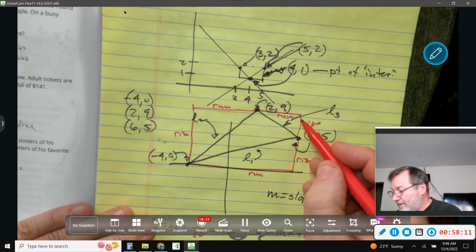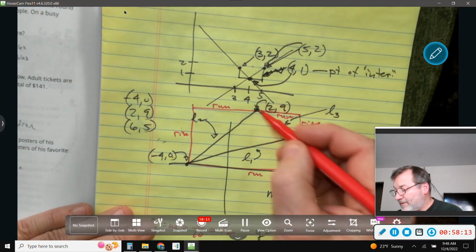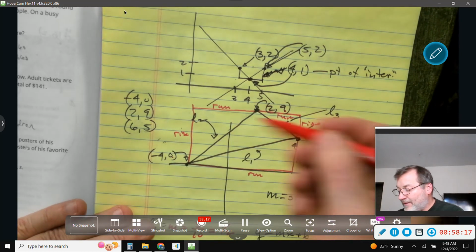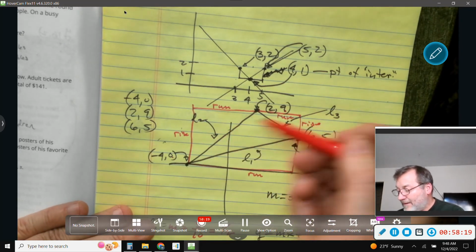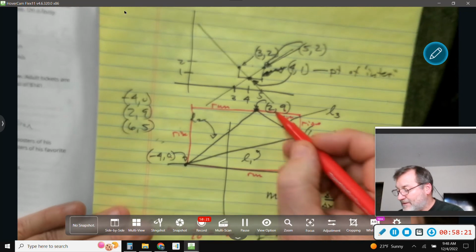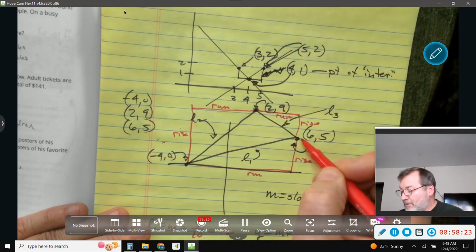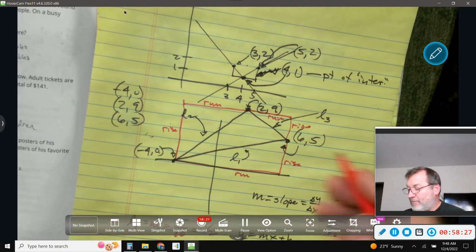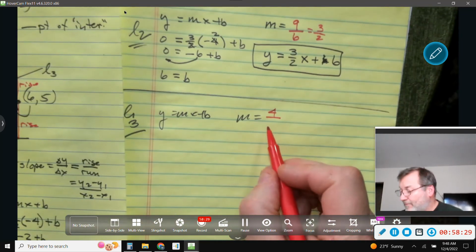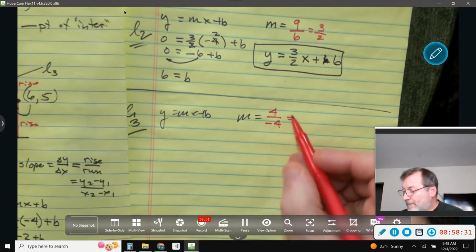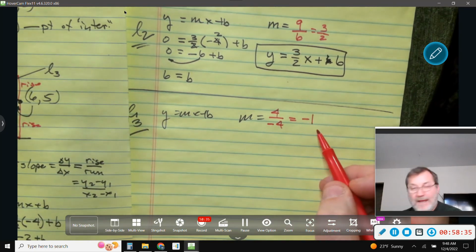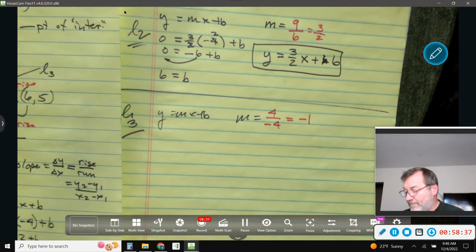And the run, if you start here and you're going to here, you went up 4, but you went in a negative direction this time. I'm going down, from 6 down to 2. So if I went from 6 down to 2, that means I went a -4. Well, 4 divided by 4 is 1, and I have a negative sign, so that just tags along. So that's my slope, a -1.